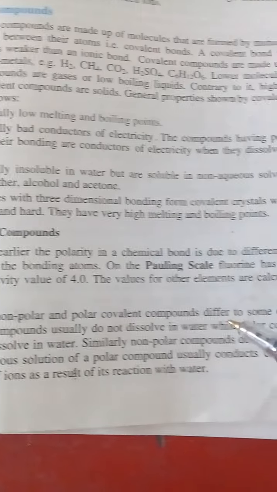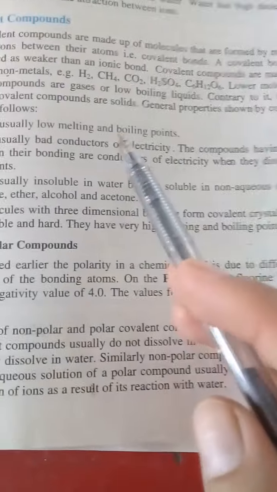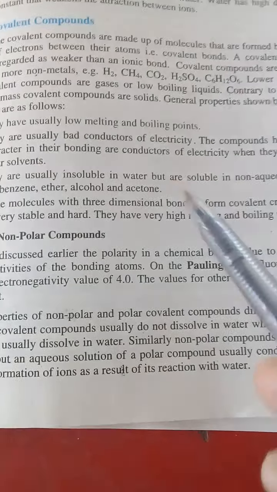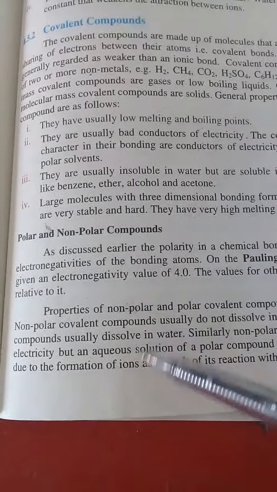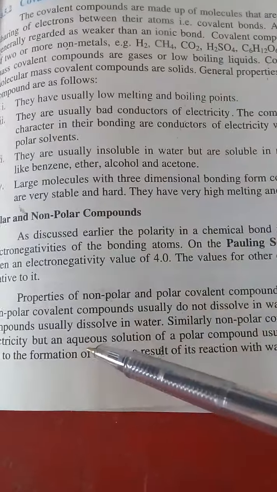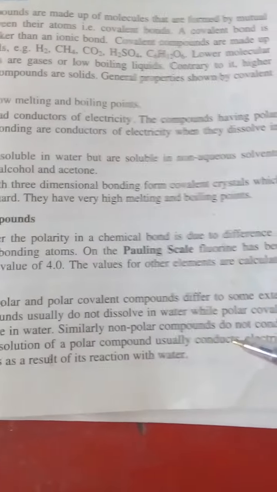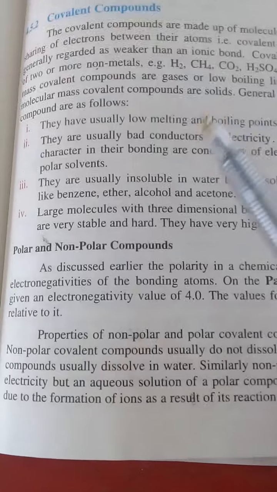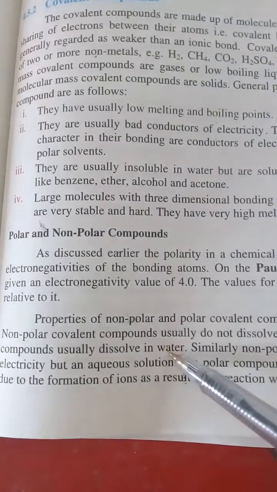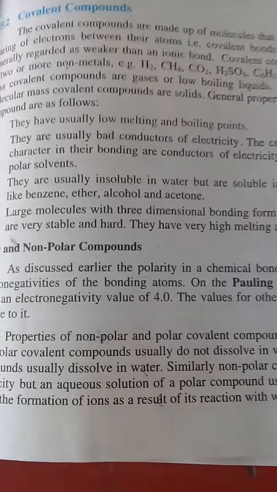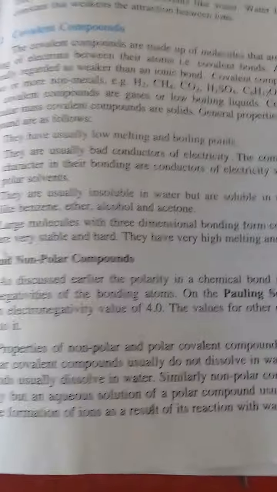Properties of non-polar and polar covalent compounds differ to some extent. As we have discussed, a polar covalent compound may have high boiling and melting points, may conduct electricity, and sometimes may dissolve in water. Non-polar compounds do not conduct electricity, but an aqueous solution of a polar compound usually conducts electricity. So this topic shows that if a covalent compound develops polarity, it may develop properties near to ionic compounds, but not like those of ionic compounds. I hope you have understood the topic, and you must read and learn it.